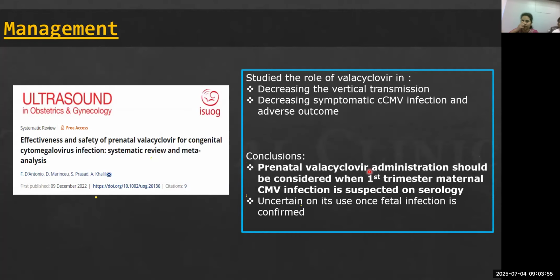So this was a study on the effectiveness and safety of prenatal treatment for congenital CMV infection. So it showed that there is decrease in the vertical transmission and decrease in the symptomatic congenital CMV infection. And it should be considered when the first trimester maternal infection is suspected on serology, and it's uncertain once the infection or the manifestations have been set in. Okay, so predominantly in a universal screening setup, isn't it? Yes. Not how we do.